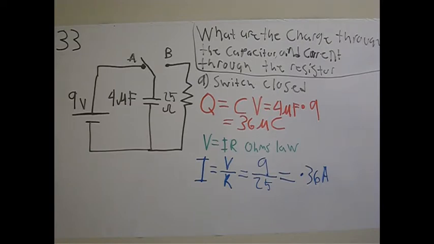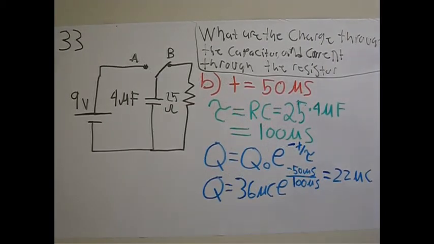Next, we need to find the value for the current through the resistor. To find that, we must employ Ohm's law, which says V equals IR, and solve for I. So now we have I equals V divided by R, V being the 9 volts over to the left, and R being 25 ohms, which is this resistor here, which will give us a value of 0.36 amps.